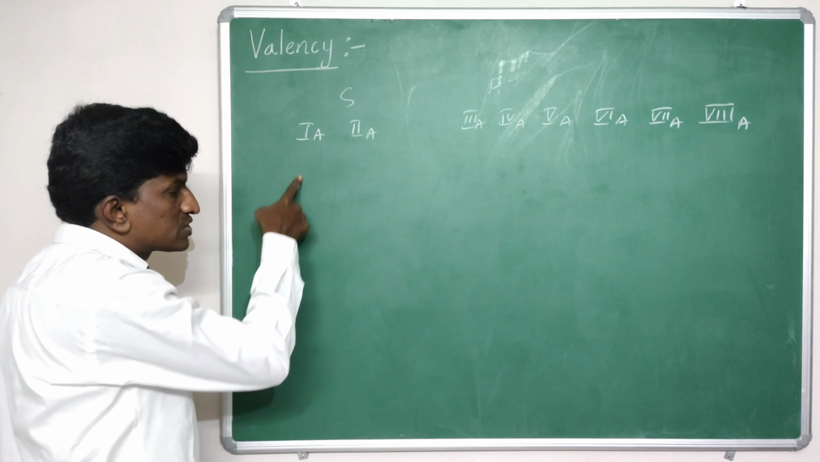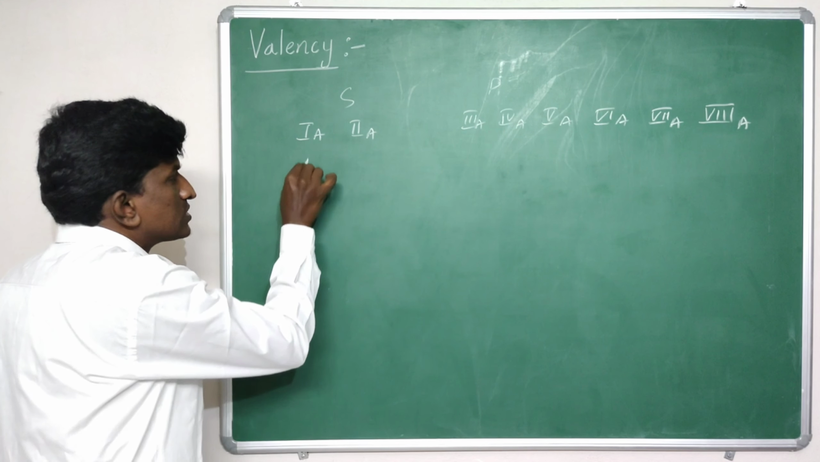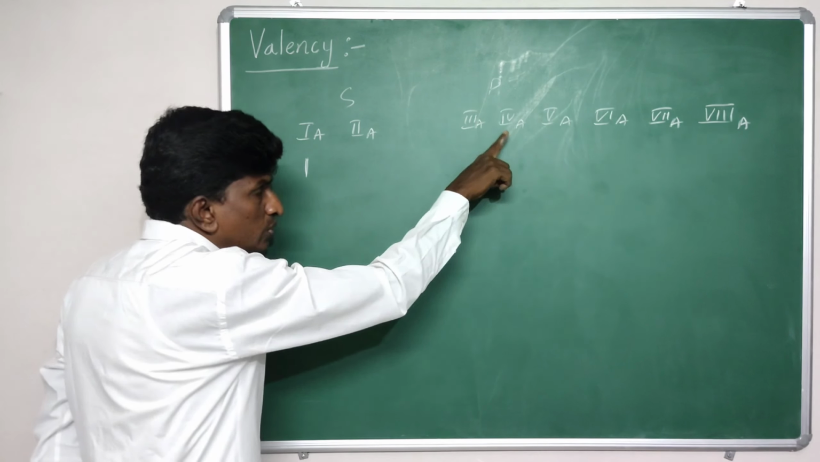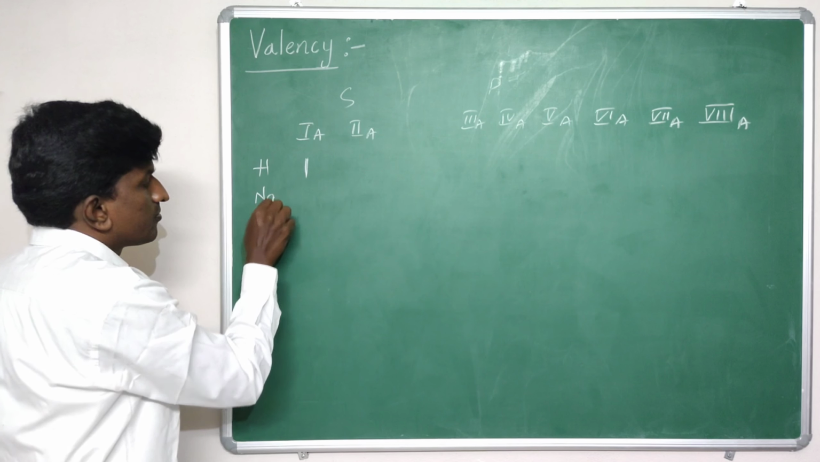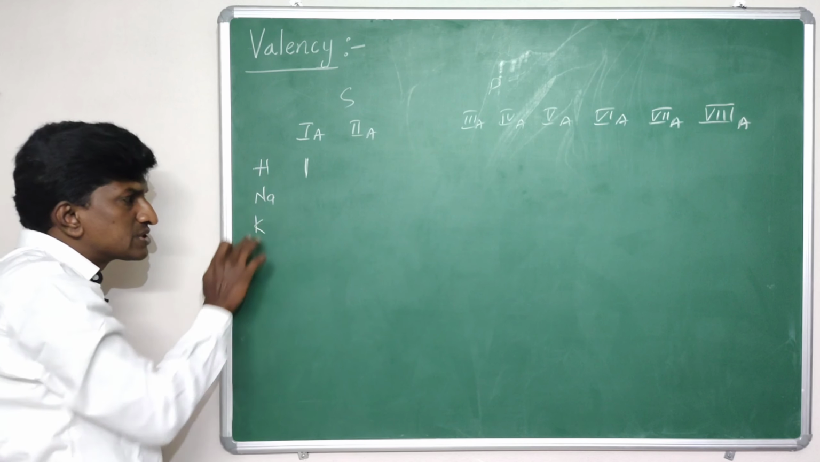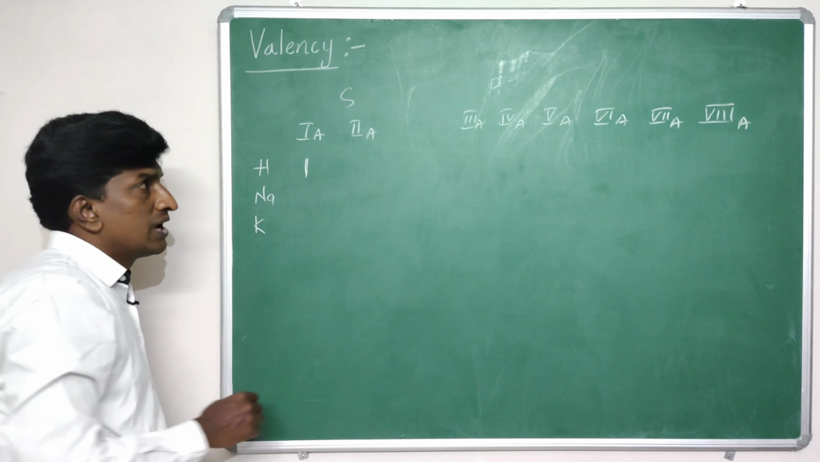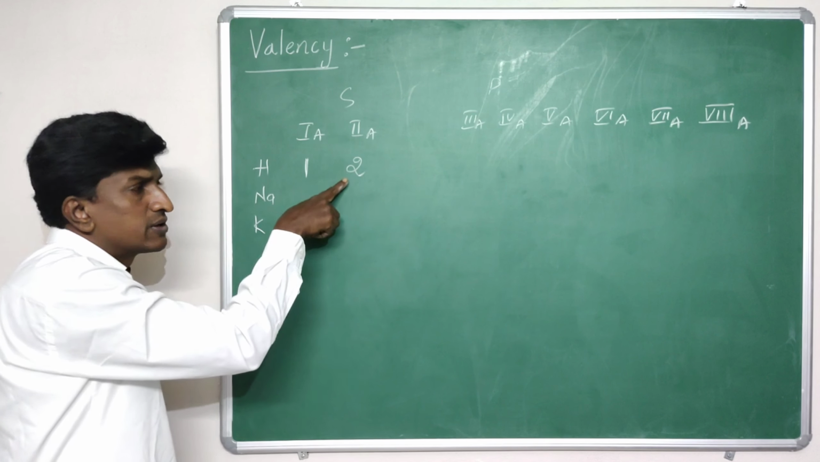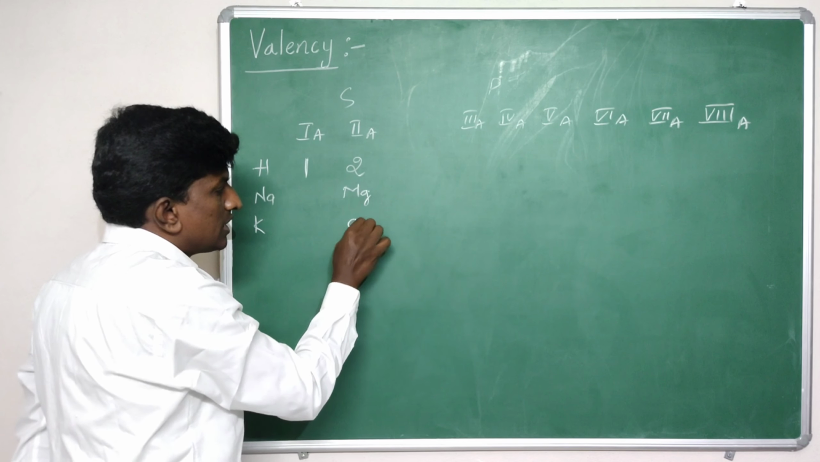So here the valency of first group elements is equal to 1. So it's their group number itself, their valency up to fourth group elements. For example, hydrogen, sodium and potassium. The valency of all the first group elements is equal to 1. And the valency of second group elements is equal to 2. For example, magnesium, calcium.